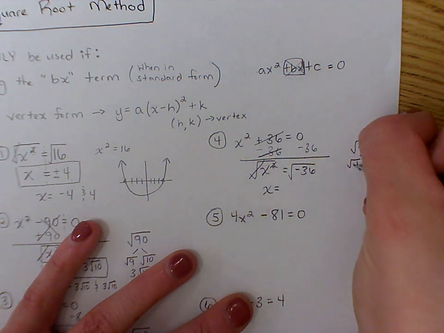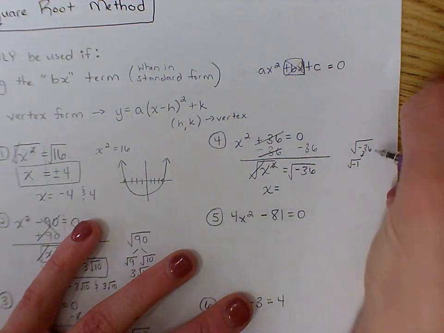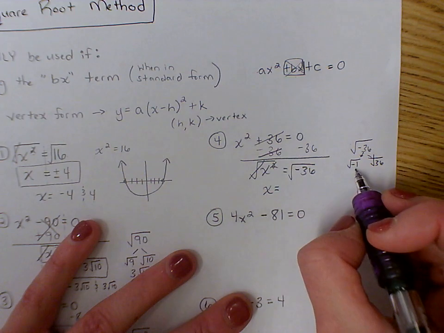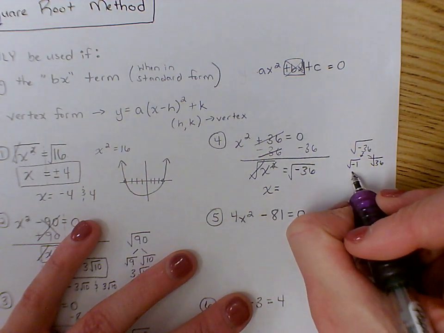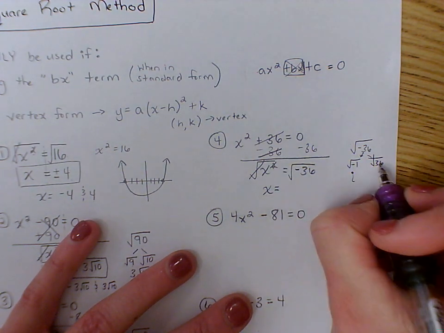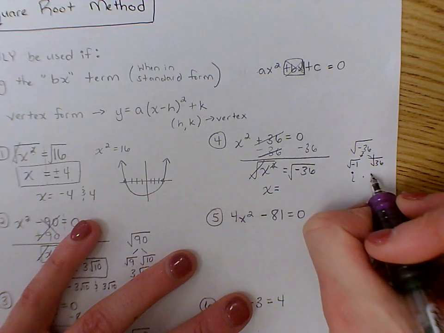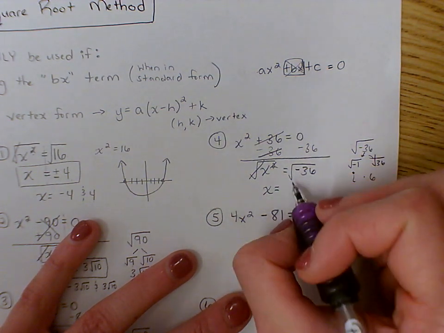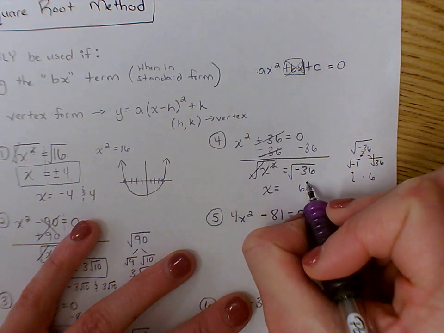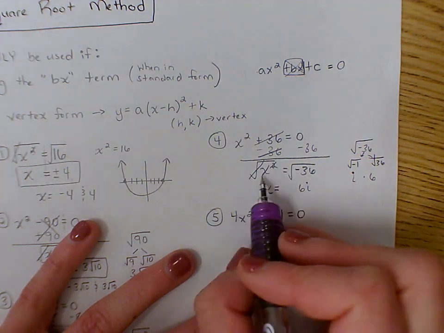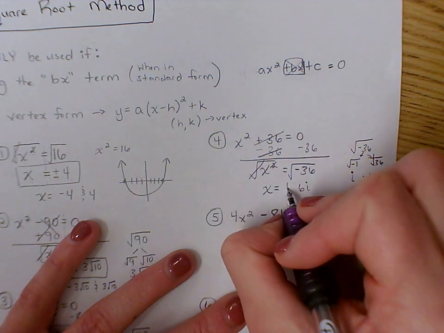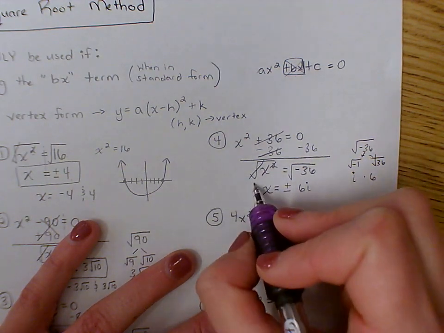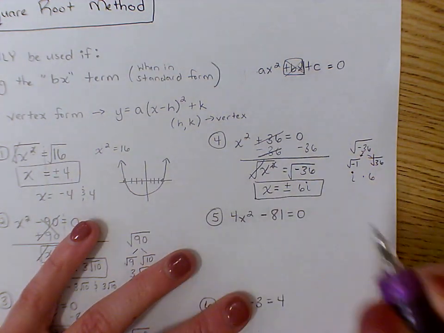That's how you pull out that negative. And then you have the square root of 36. The square root of the negative 1 is the i, that's the complex number, and the square root of 36 would be 6. So when you multiply them, remember you put that number in front of the i. And the other thing you have to remember is because you've taken the square root of both sides, you've got to put your plus or minus. So that would be your answer there.